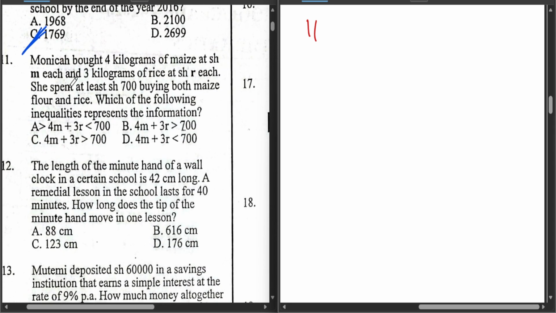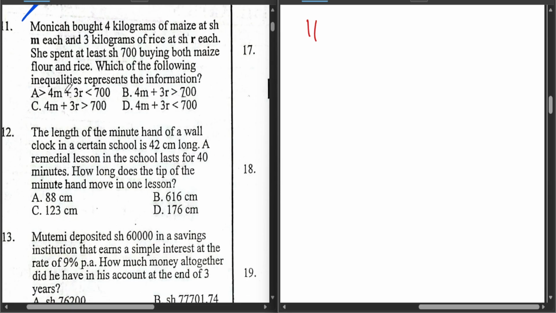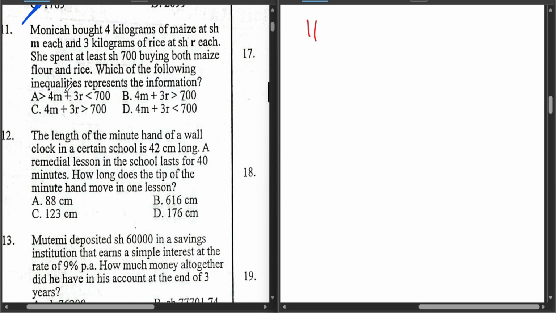Monica, let me zoom in a little bit. Now that is enough. Question 11. Monica bought 4 kilograms of maize at M shillings each, and 3 kilograms of rice at R shillings each. She spent at least 700 shillings by buying both maize, flour, and rice. Which of the following inequalities represent the information?